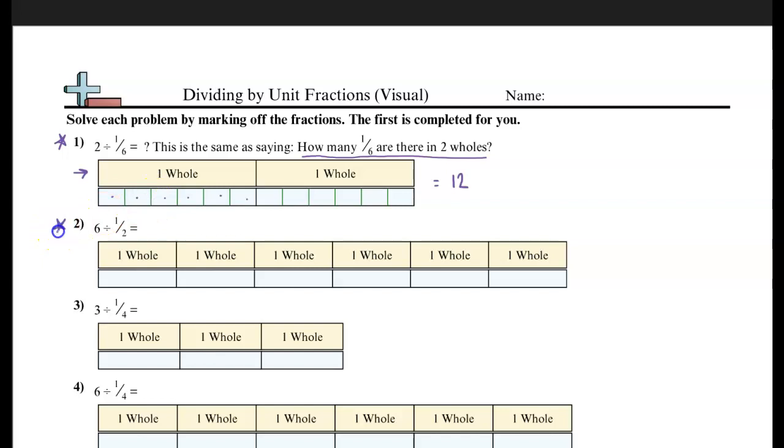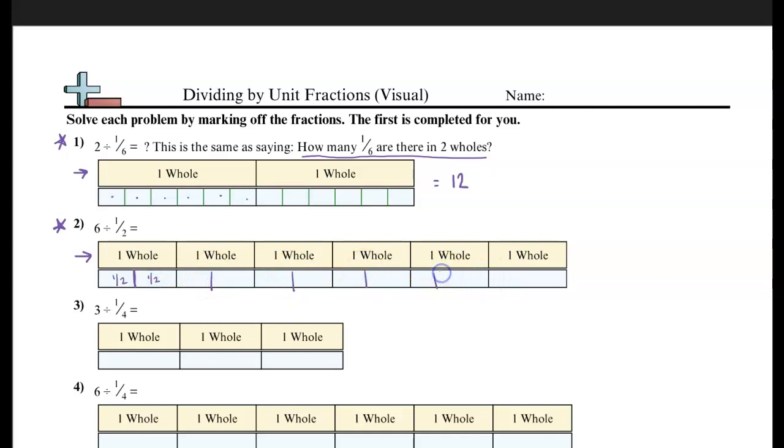So let's try one more for good measure. 6 divided by 1/2. So we represent 6 with 6 full rectangles. Each one of those we're going to cut into 1/2 slices. So each whole I need to cut into halves. So we have 1/2 here, I have another 1/2 here. And I'll do that for each of the wholes.